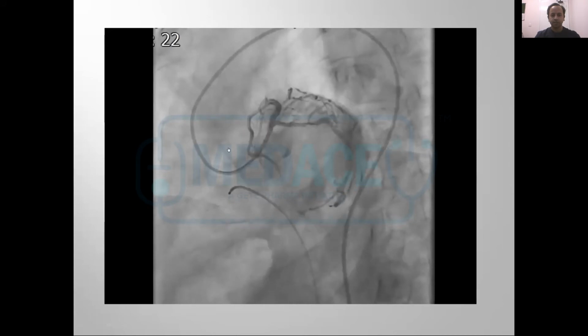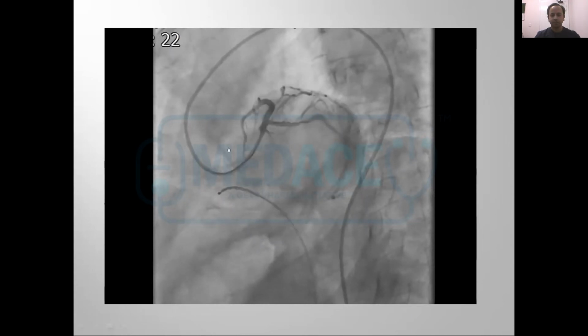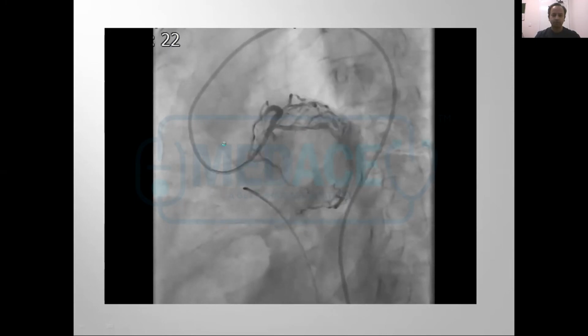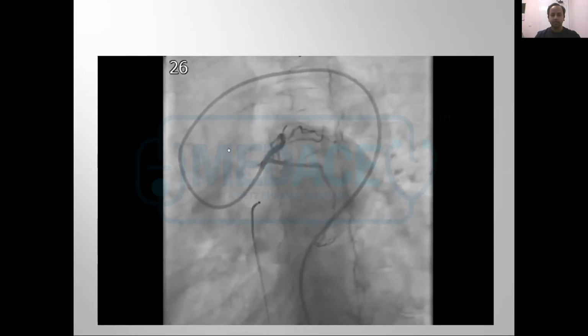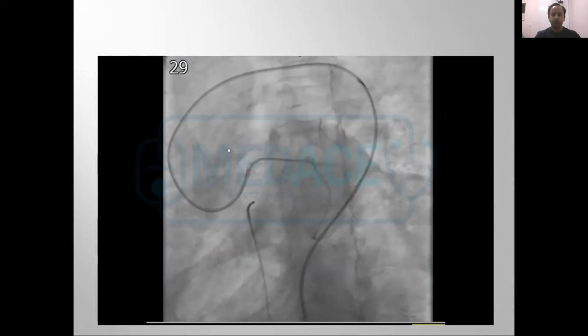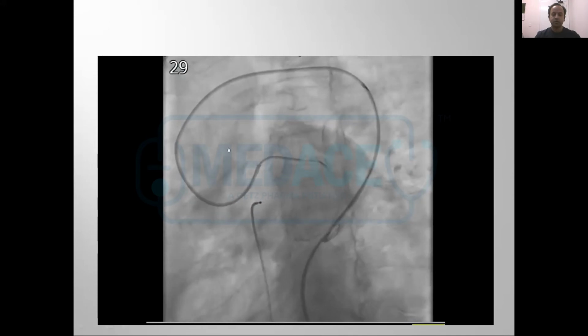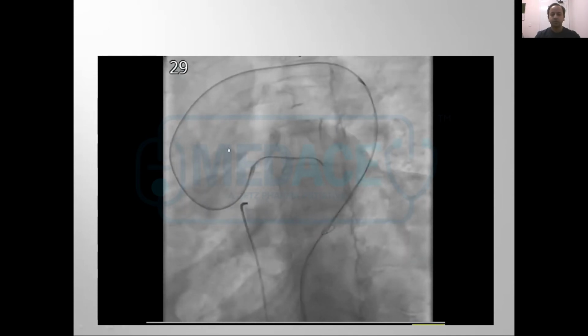Now we'll proceed to the circumflex. Here we are trying to cross through the whisper, the dissected part, which we are not able to cross. So we took an over-the-wire balloon and tried to cross the lesion. The Runthrough went smoothly through the lesion, and then we took over the wire, but it did not cross through the mid part. So we did a check injection after this attempt. Then we took a Guidezilla and tried to cross with Corsair, which went up to the mid part.